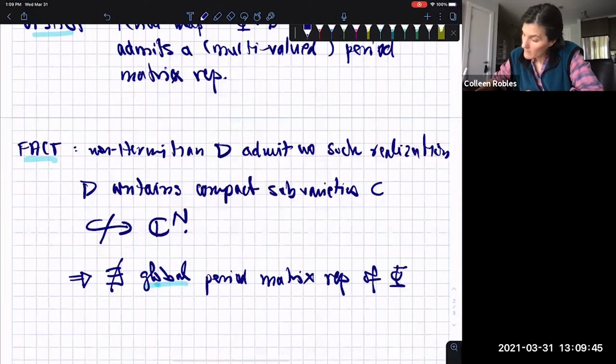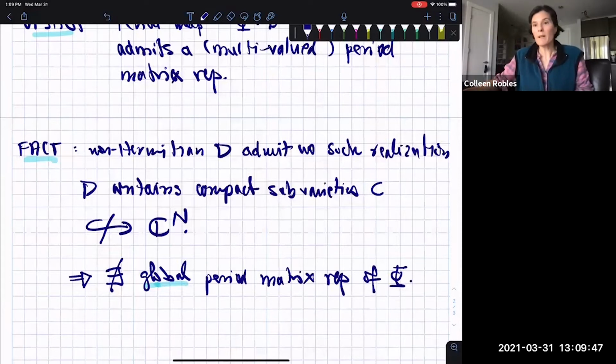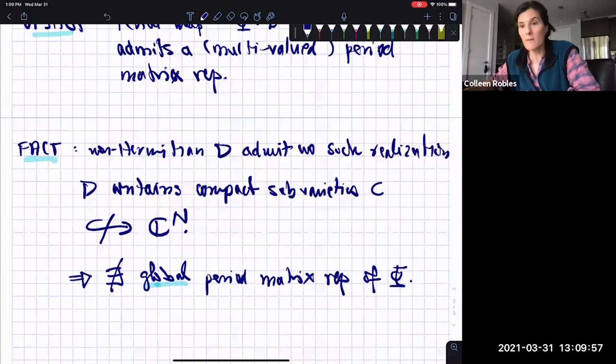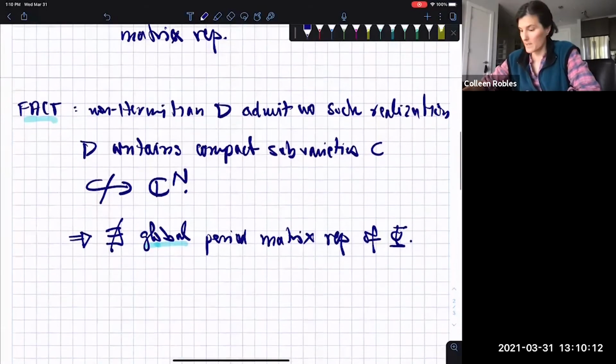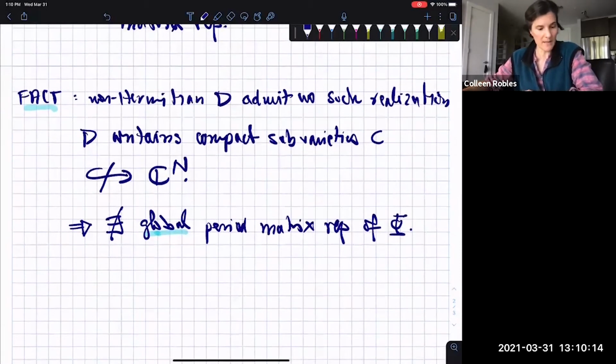Of phi. Okay. But we do have them locally, as I'll discuss in a moment, both inside the domain and out at infinity, thanks to Schmidt's nilpotent orbit theorem. And most of what I want to talk about today is how we get a global at infinity period matrix representation and what that's good for. So I'll have to describe what I mean by global at infinity. And I'll do that when I get there.